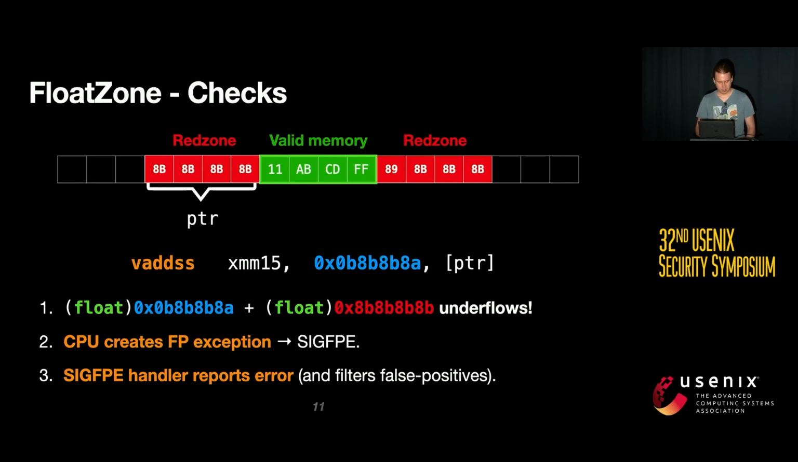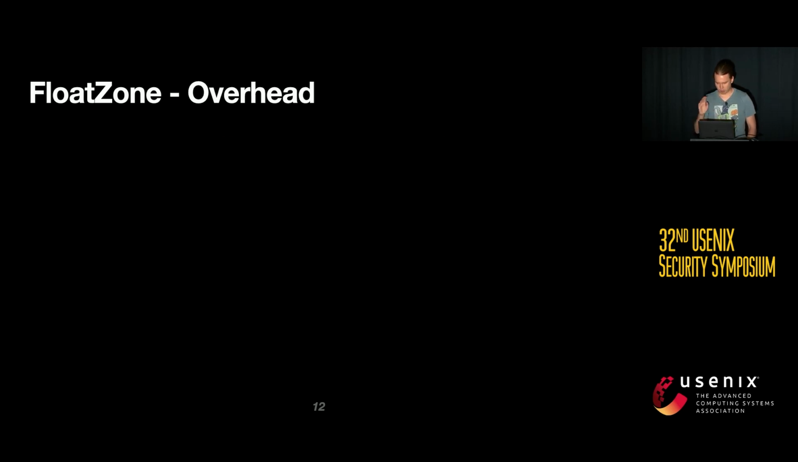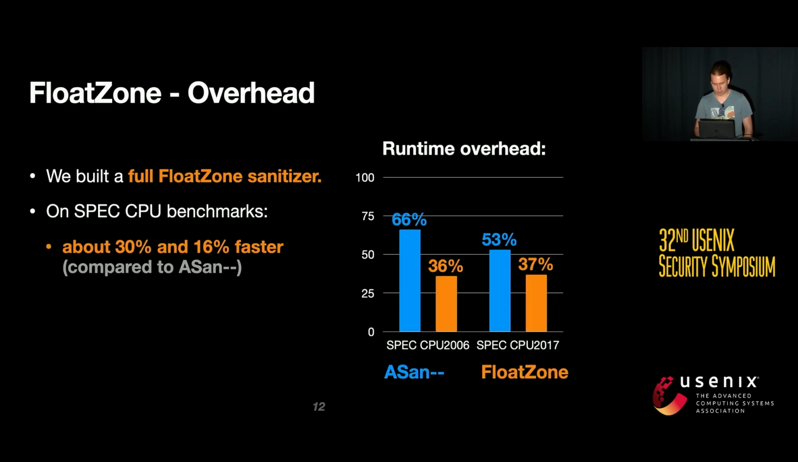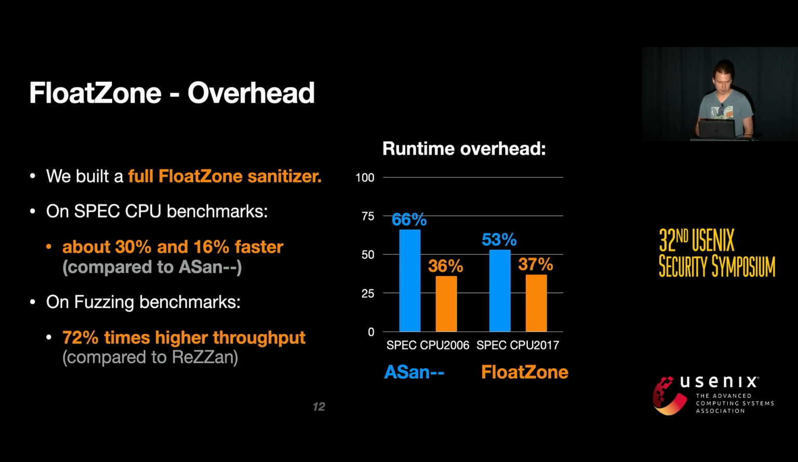It's pretty simple. So the question is, how much did we gain? We were trying to improve performance. So we took our primitive, our BADSS, and we built a full sanitizer out of that. It's built on Clang and LLVM, and you can just compile normal C programs with that. We run SPEC on that, and the performance improved by about 30 to 16%. For SPEC CPU 2006, the overhead compared to the best state-of-the-art solution that we currently know of is about half. And for fuzzing, the throughput is about 72% higher. That means we run about 72% more executions of the same program because the program itself runs faster.